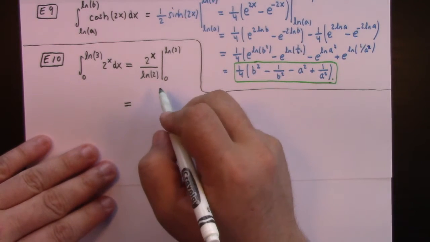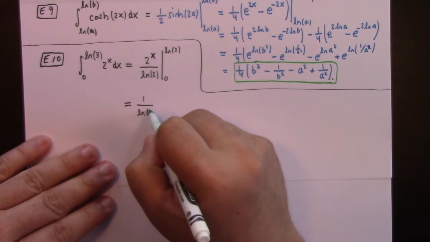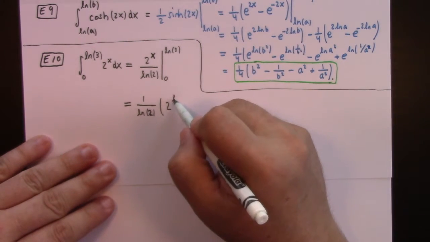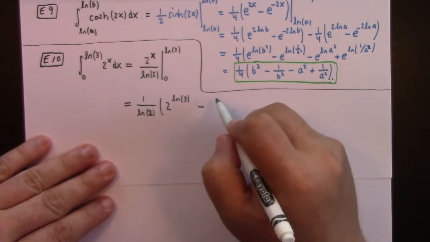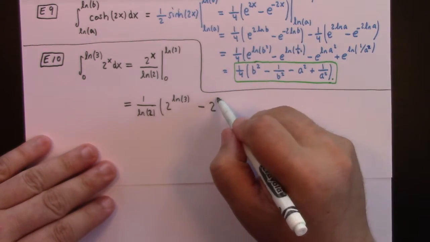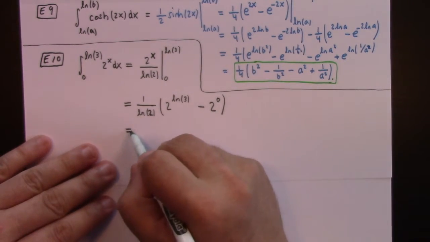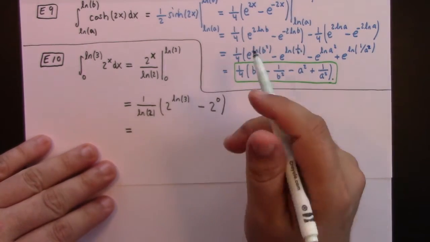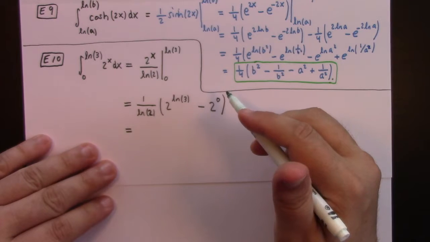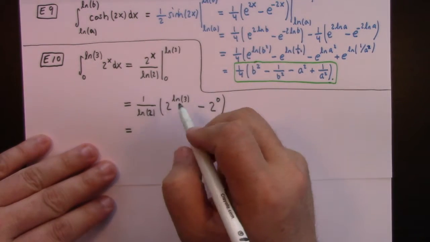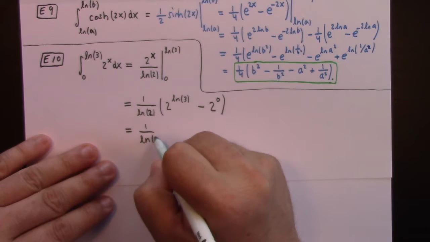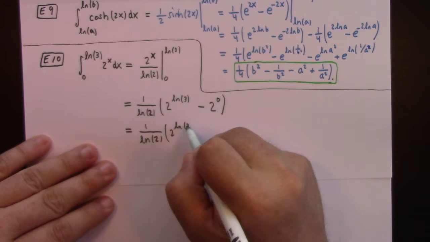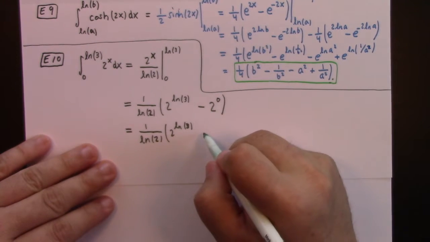So this is equal to 1 over the natural log of 2, and then that's 2 to the natural log of 3, minus 2 to the 0, which is equal to, let's see here, well, we could leave it like that, I suppose. That's sort of one answer: 1 over the natural log of 2 times 2 to the natural log of 3, minus 1.